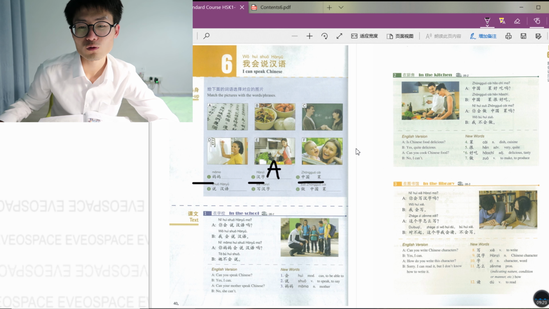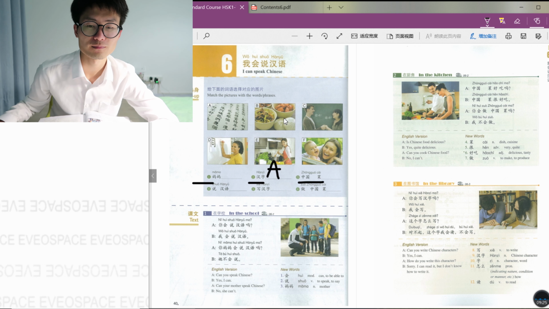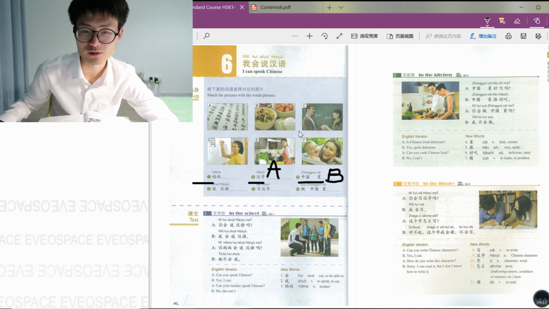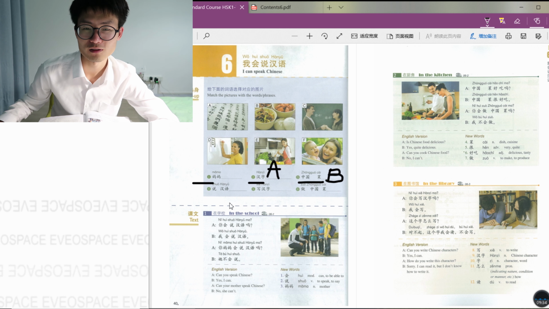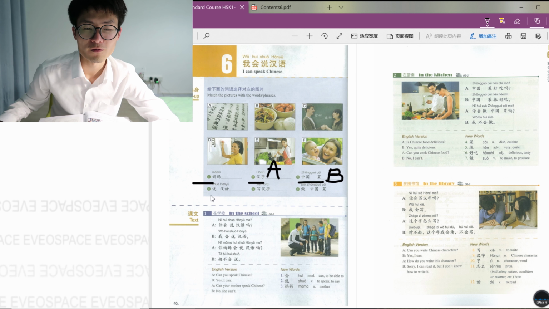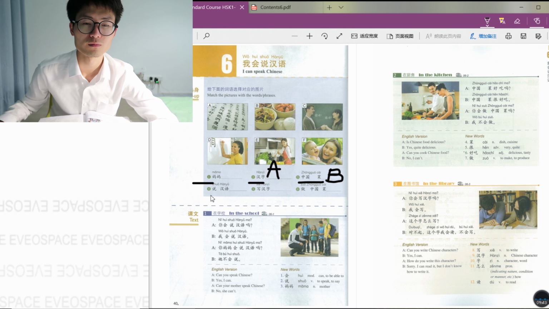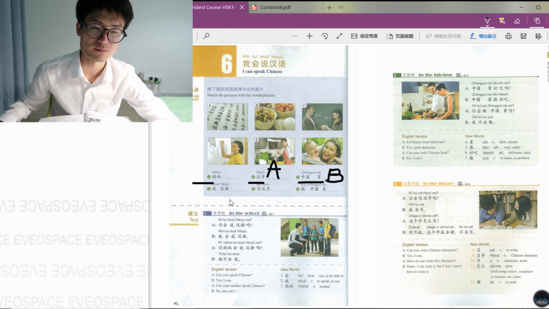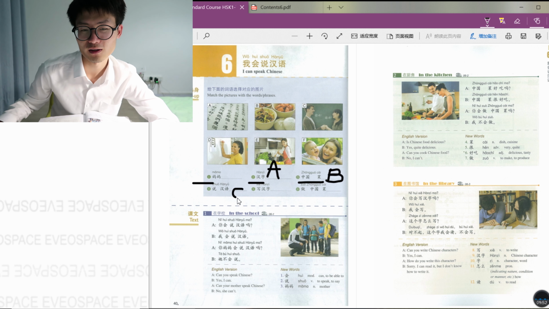Then 中国菜. I think it's B. Actually, I think it's more like Chinese breakfast. Number 4. 说汉语. To speak Chinese. I guess it's C.